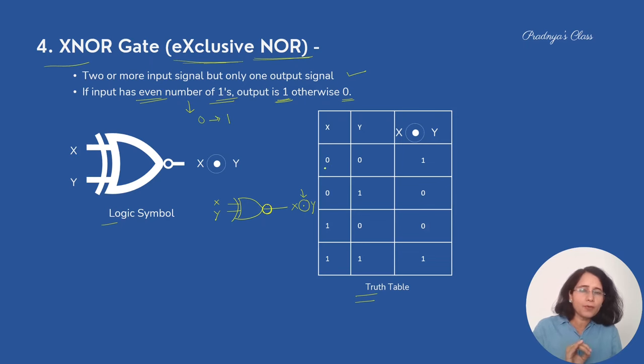So look at this combination. We have all zeros here, so we got 1. And here we don't have an even number of 1s. Here also we don't have an even number of 1s. And here you can see this is 1, this is also 1, so there are a total of 2 ones, so we got an even number of 1s, so we got the answer 1. So we studied a total of 3 types of basic gates and 4 types of derived gates.